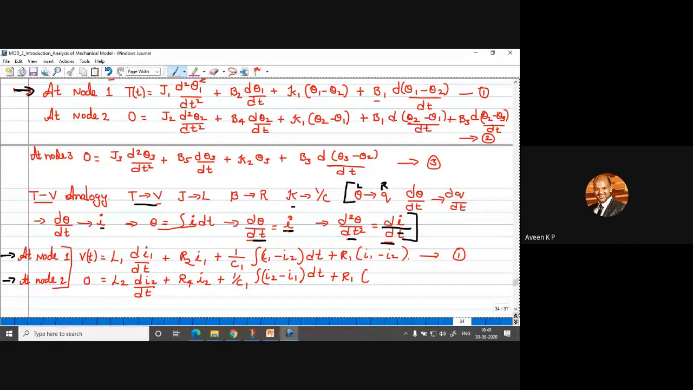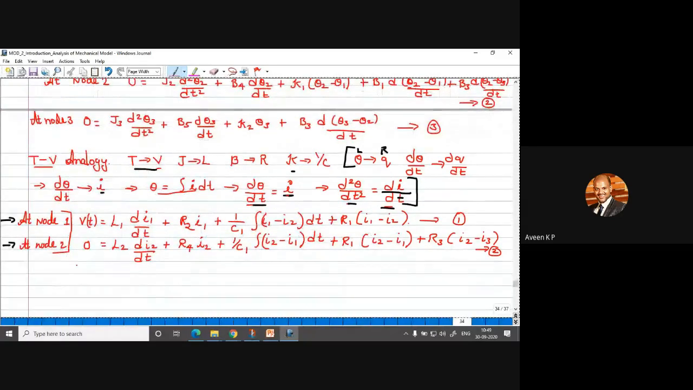So the differentiation of theta 2 with respect to dt, I can rewrite this complete term as the differentiation of theta 2 with respect to dt minus the differentiation of theta 1 with respect to dt. So differentiation of theta with respect to dt is I. So I2 minus I1. And I have one more term, that is B3. Again, I will represent B as R3. So again, this will be I2 minus I3. So this is equation number 2 when I consider it in terms of the torque voltage analogy.